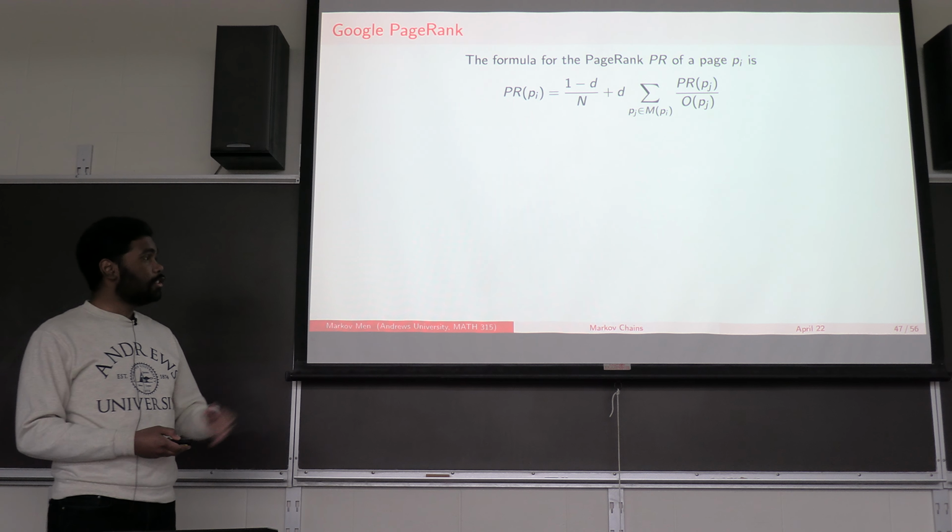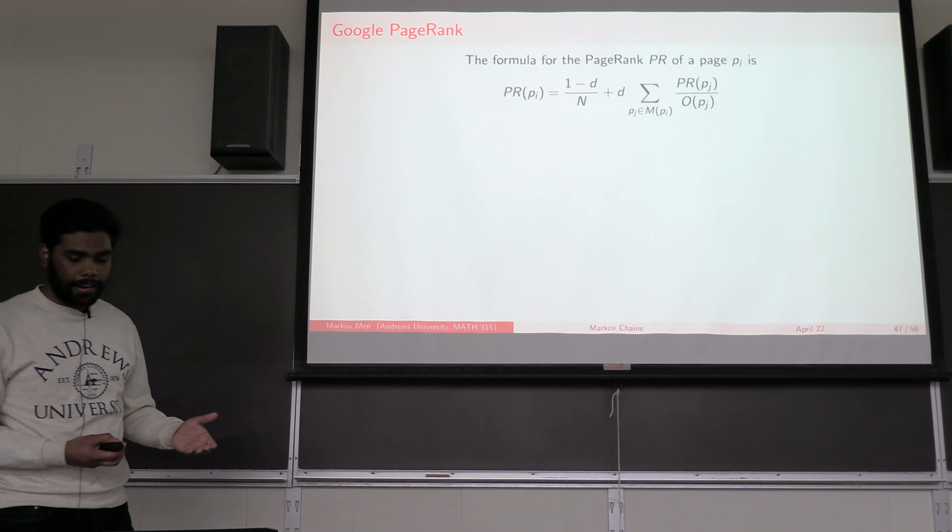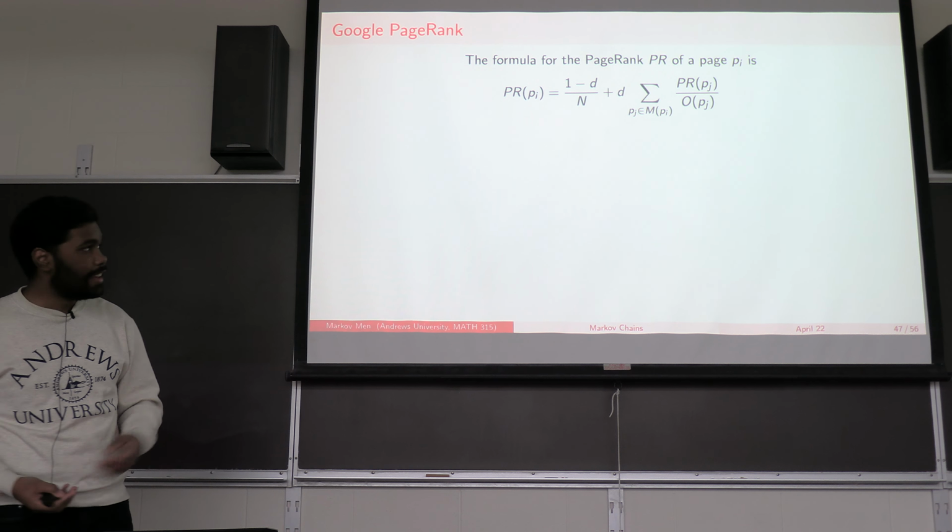So the formula for the PageRank, PR, of a page Pi is given by the following. I know it looks pretty complicated, but we'll go through each part right now. Where D, also called the damping factor, is the probability that a user will continue to randomly click on links. Through their research, they found that D equals 0.85 was a good starting point. We also have pages P1, P2, all the way to Pn. Those are the pages we're considering.